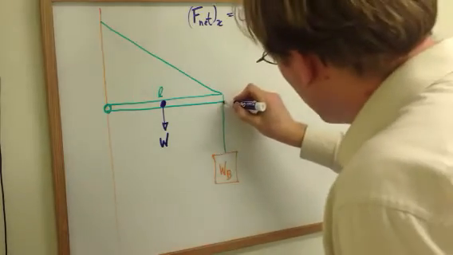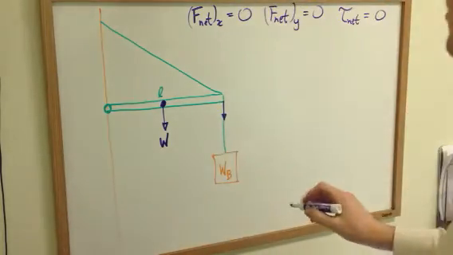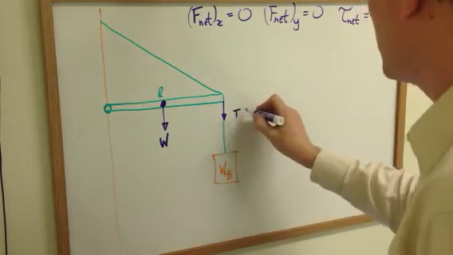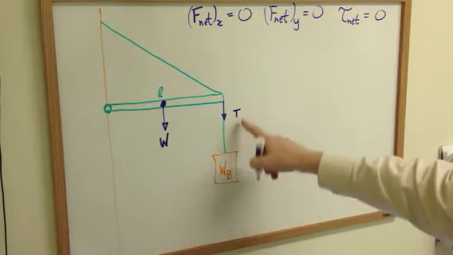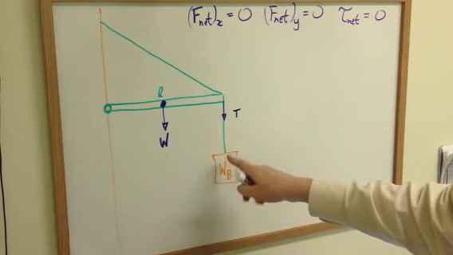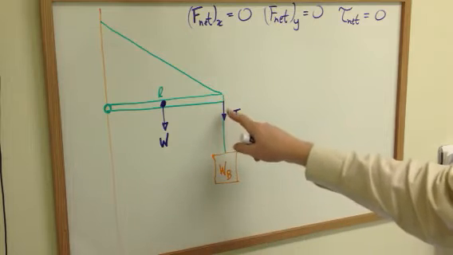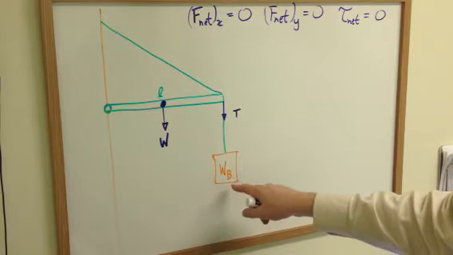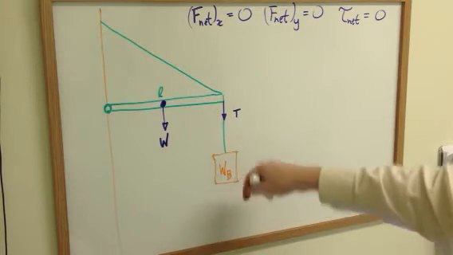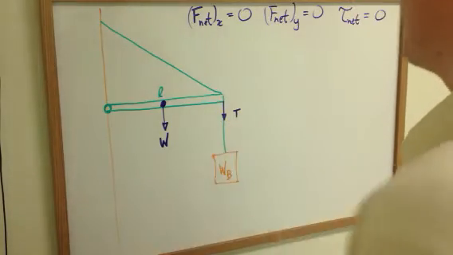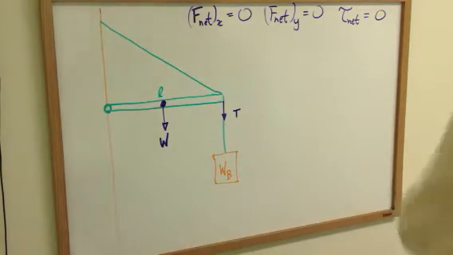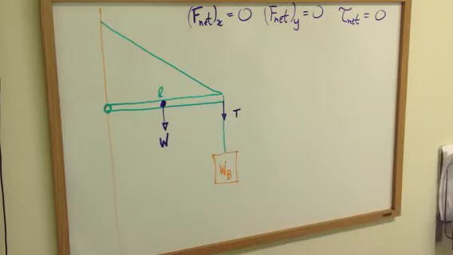There's a tension downwards caused by the weight of the barrel. Because this barrel is not accelerating and there's nothing below it, this tension is going to be equal to the weight of this barrel. This barrel is pulling down on this wire, pulling down on this beam.